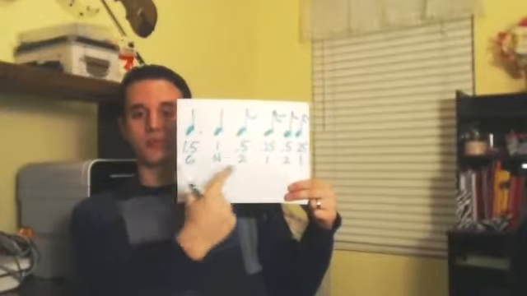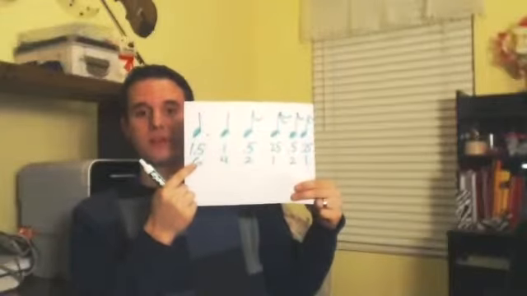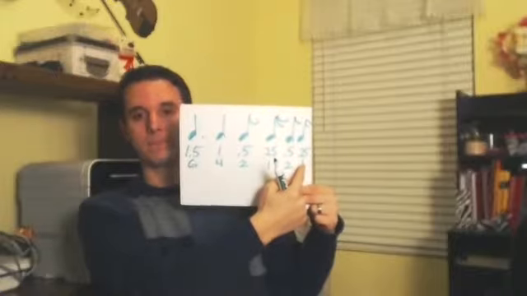So let's actually go through and count the way we have at the bottom. 1, 2, 3, 4, 5, 6. 1, 2, 3, 4. 1, 2, 1, 1, 2, 1. Okay?